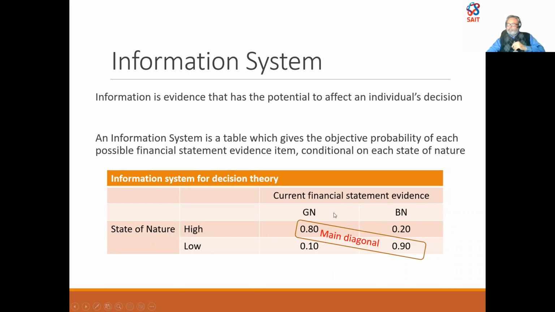So why is it that when the economy is in a high state, 80% of the companies are reporting good news, but you get 20% of companies that report bad news? Why do we not have 100% of companies report good news? And when the economy is in a low state, why is it that we only get 90% of the companies that report bad news? How come there's 10% of companies that potentially report good news? Why are these off main diagonal probabilities not zero? Why do we have some positive values for them?